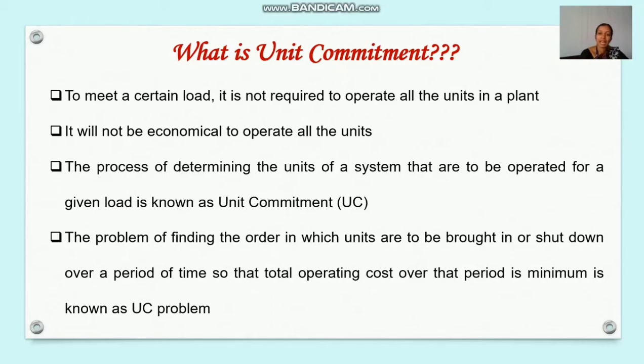So we have to find which generators have to be turned on for supplying a particular load. So we have a number of units and we are not turning on all the units. So we have to find in advance which of the units has to be turned on for supplying a particular load. This process of determining the units of a power system or a power plant that are to be operated for a given load is known as unit commitment.